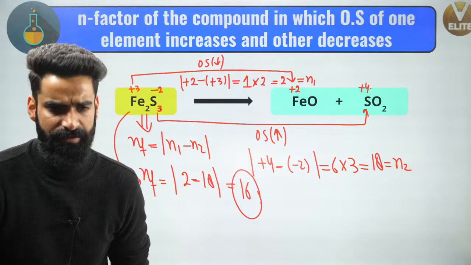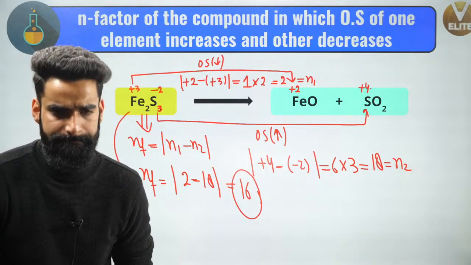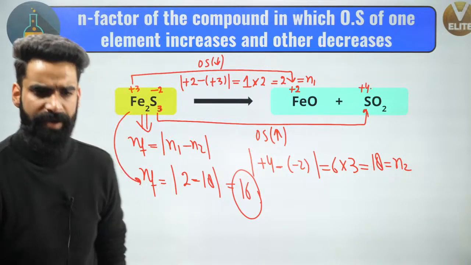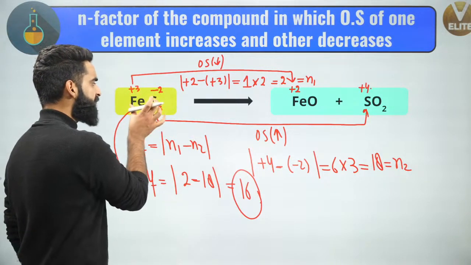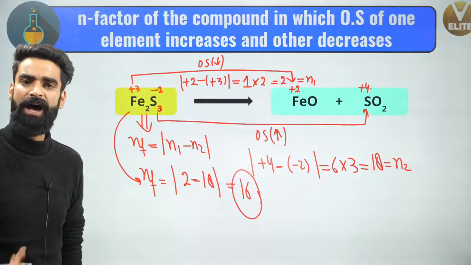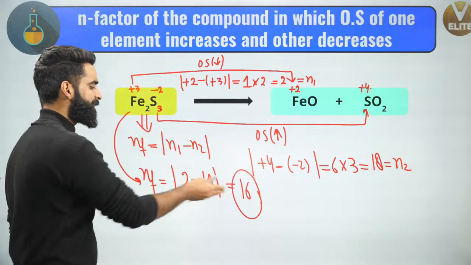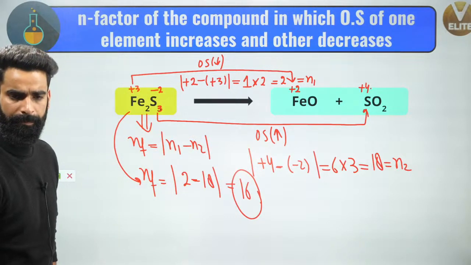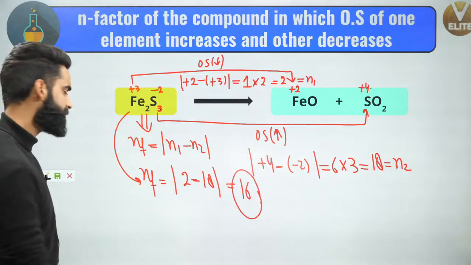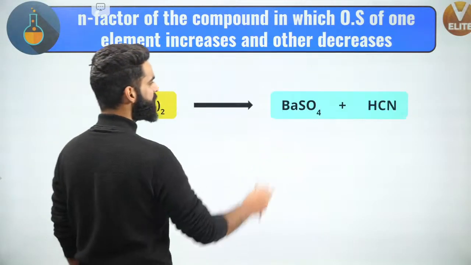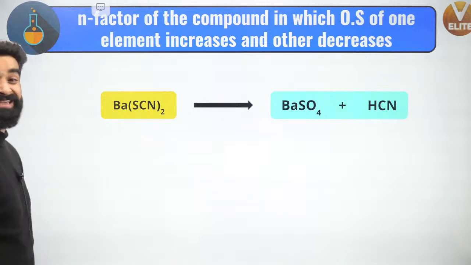This is going to be the N factor. Okay. So very simple. If you got its N factor, you can calculate its equivalent mass. How? Simply by dividing its molar mass by the respective N factor. Okay. Done. Talking about few more examples. Let me see if I have one more example. Okay, one nice example we have, guys.